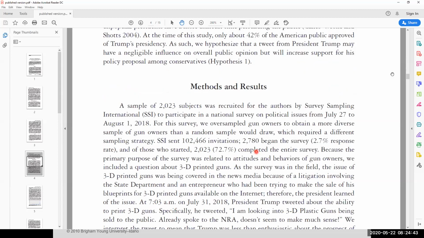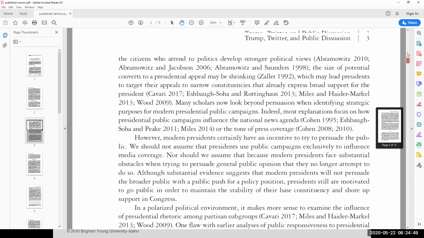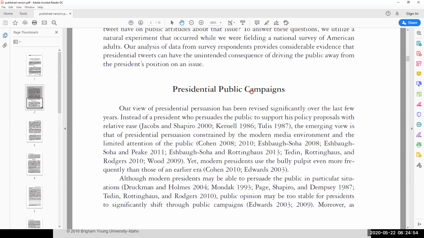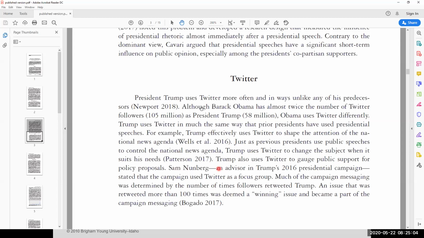Then I go to methods and results. So you get the idea, right? How long does your literature review have to be? Well, it depends. There's a lot of literature on presidential public campaigns. But for how presidents use Twitter, in my whole literature review I only have 4 people, and one of those is a Netflix movie. So it all just depends. It's all about the quality, not the quantity.